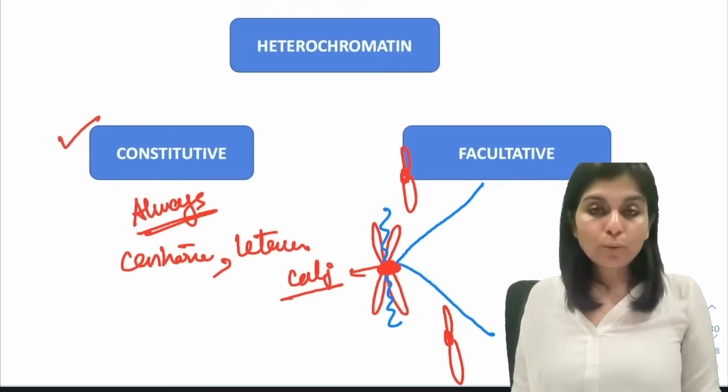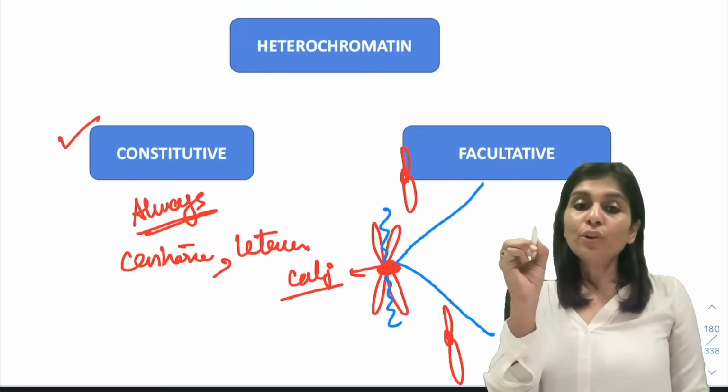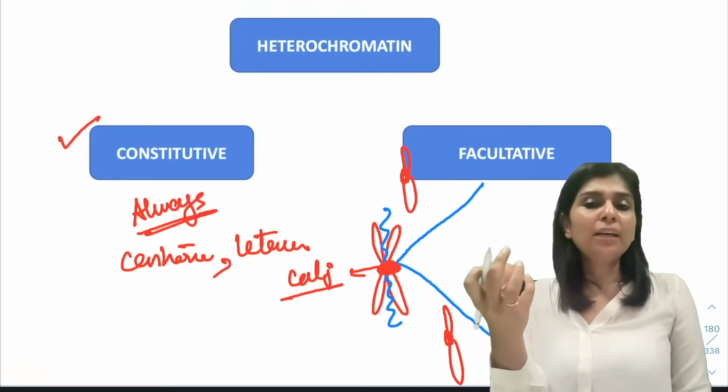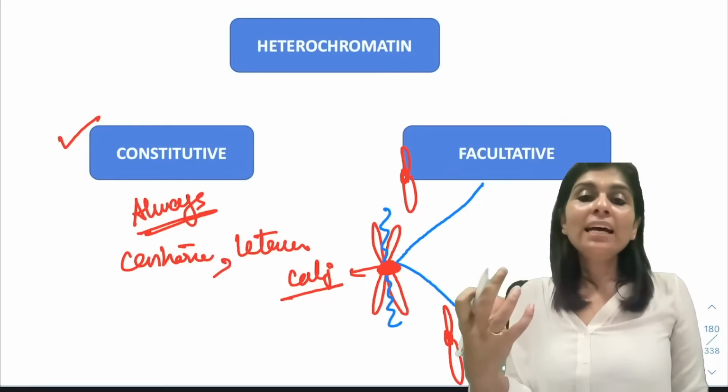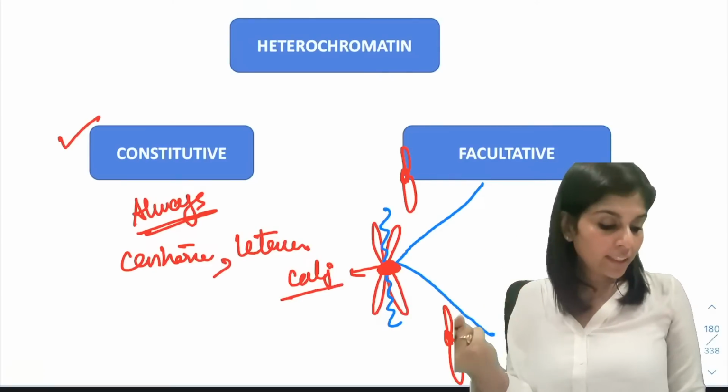That is how a centromere is formed. So though you mark it as a dark dot, what does it mean? It means it's again a double-stranded DNA which does not have any coding sequence, so it's highly condensed.